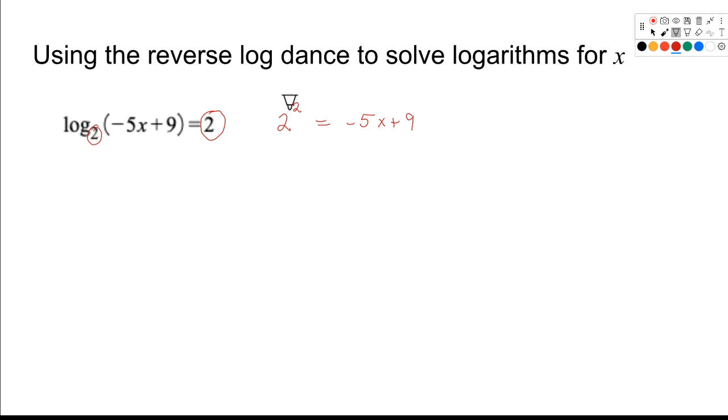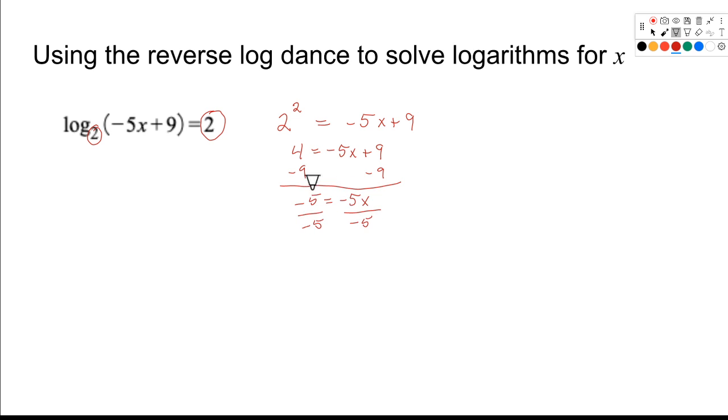Well, it still has an exponent in here, but we can actually work this out. 2 squared is going to be 4. And we can solve this equation. It's just now a linear equation. We would subtract 9 from both sides. 4 minus 9 is negative 5. 9 minus 9 is 0. And then we just divide both sides by negative 5. And we will have to solve for x.